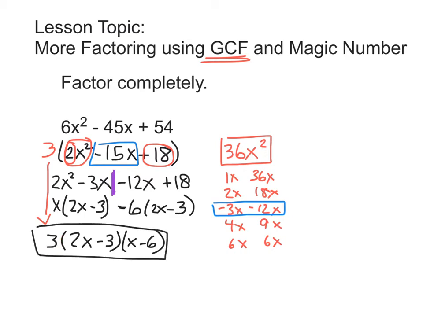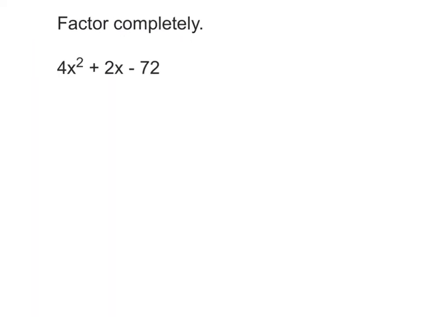And that is our final factored form. Okay, in this next example, again, the first thing we're going to do is look for a GCF. We do have a GCF of 2 because every coefficient, 4, 2, and 72, are divisible by 2. So we're going to factor out a 2.